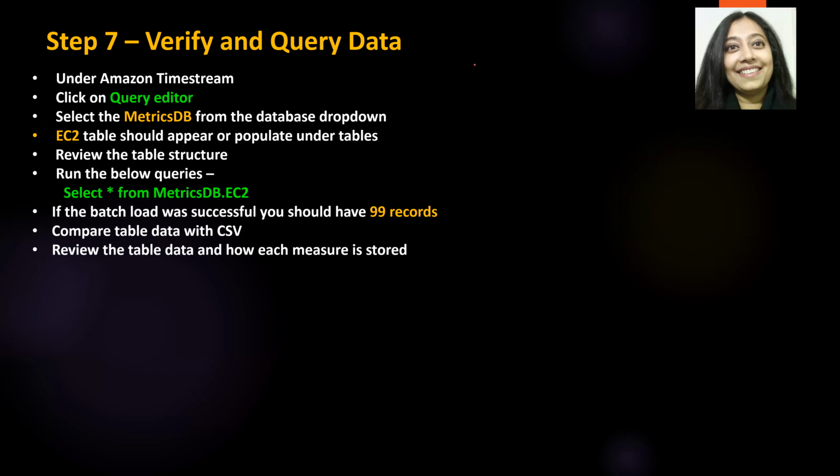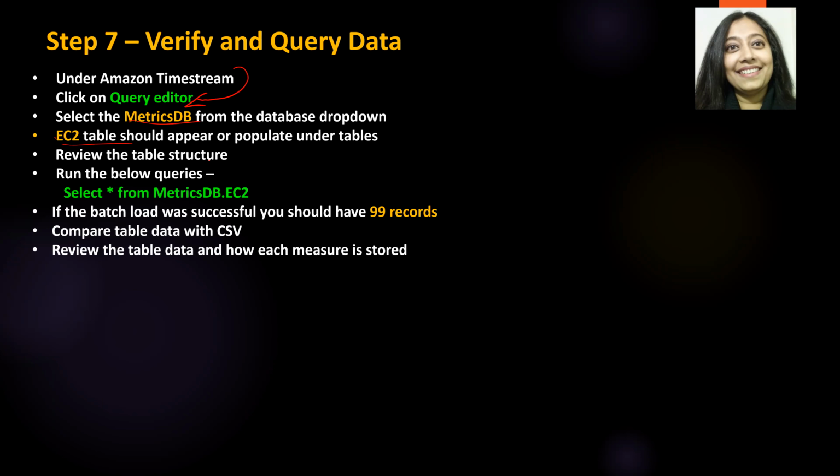Step 7. So now our batch load was successful. We have loaded the data in our Amazon Timestream database and table. So what's next? Next is we need to go and verify that data. So we will go to our query editor, select our database, our table, run a simple query, and check if we have 99 records.